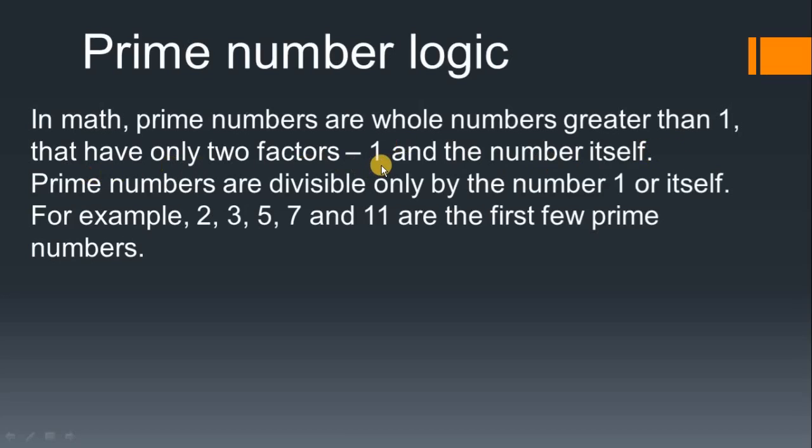From a mathematics point of view, prime numbers are numbers greater than 1 that have only two factors, 1 and the number itself. Prime numbers are divisible only by 1 or themselves. For example, if you take the number 5, it is divisible by 1 and itself, that is 5. There is no other factor. So these are prime numbers: 2, 3, 5, 7, 11. These are a few prime numbers.